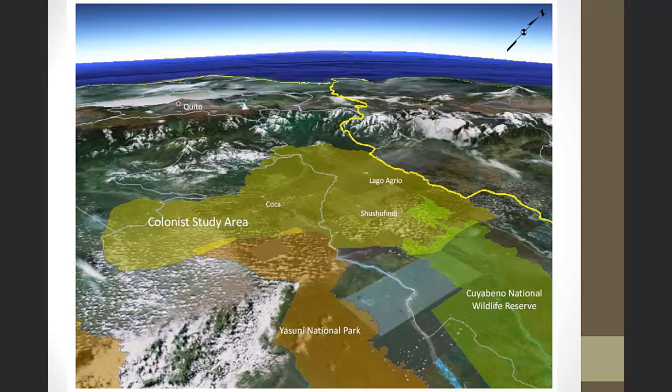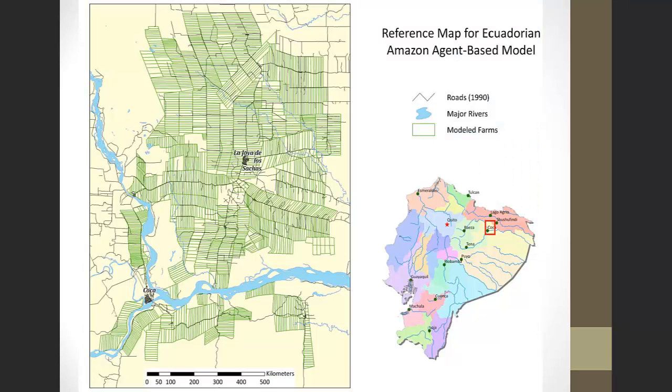Norway was one of the countries that pledged millions of dollars to help keep oil in the ground. So there is a contentious issue right now of what's going to happen to these protected areas and the indigenous communities that live in and around these protected areas. So here's our study area, one of our study areas.